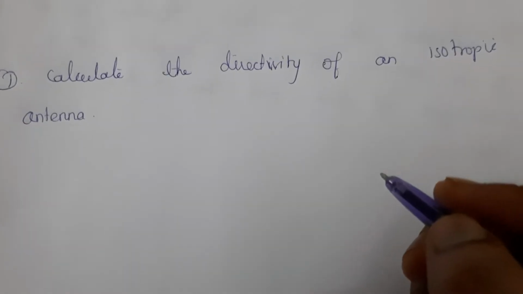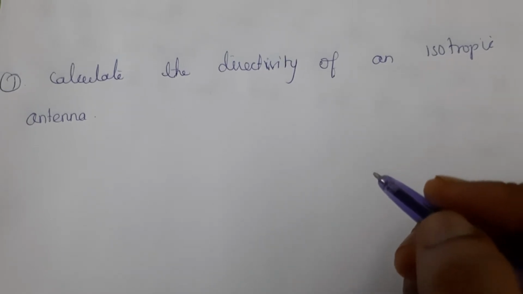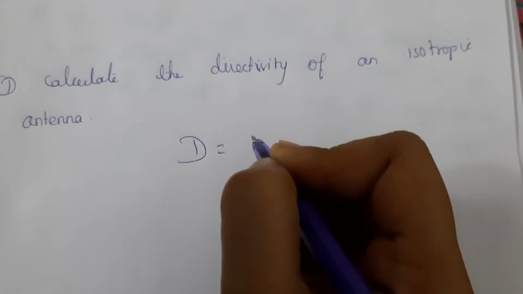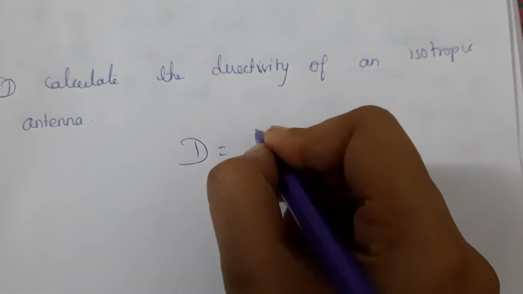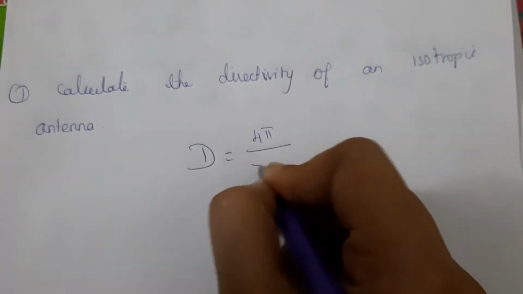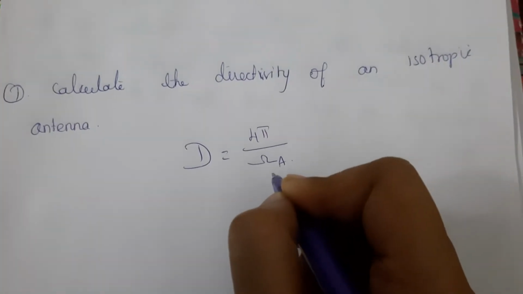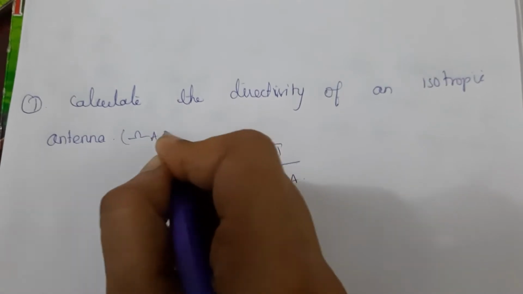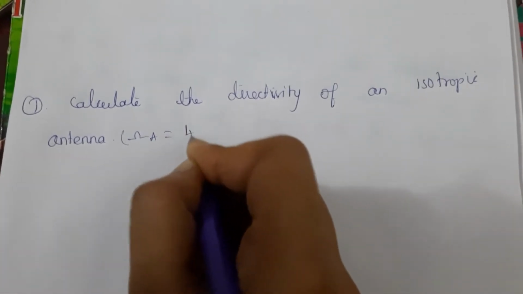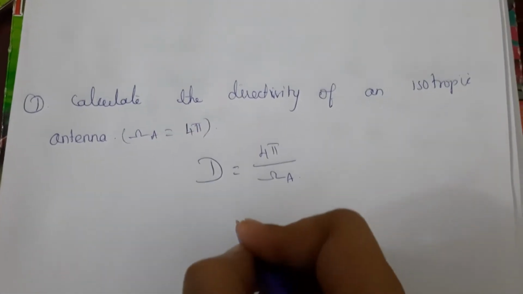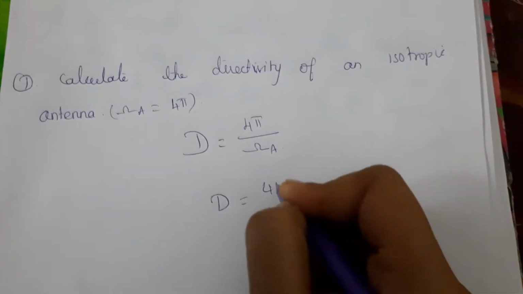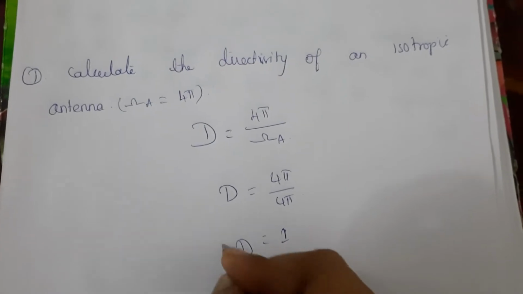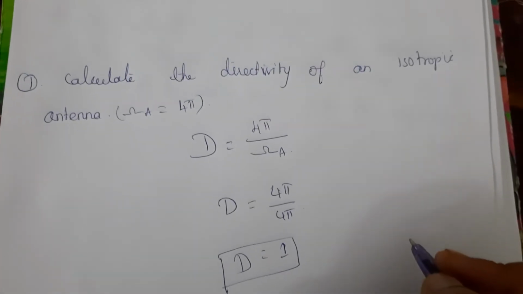First question, calculate the directivity of an isotropic antenna. The formula for finding directivity in terms of solid angle is 4 pi divided by that solid angle, and we know for the isotropic antenna that value is 4 pi. So D becomes 4 pi divided by 4 pi, which becomes 1. So the directivity of an isotropic antenna is 1.